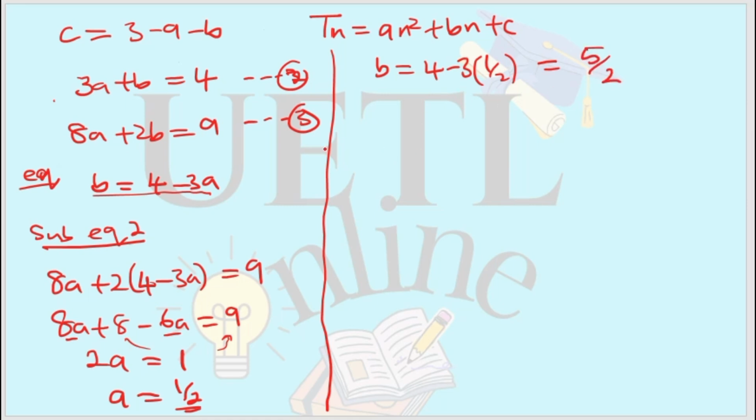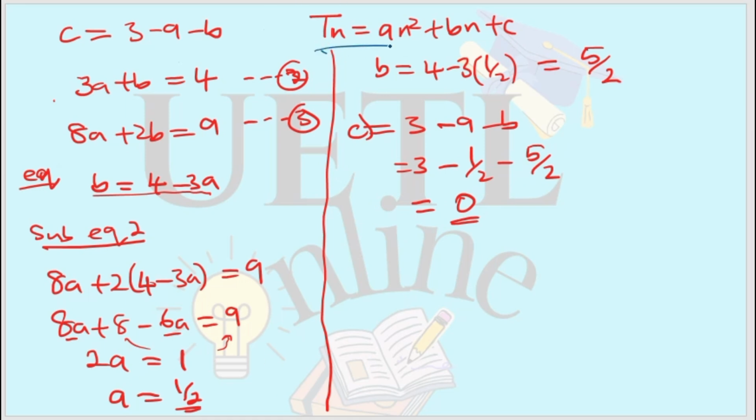Then after that, we just have to substitute c. c is 3 minus a minus b. So we're getting 3 minus our a, which is half, minus our b, which is 5 over 2. If you subtract this, you get 0. So after getting 0, now we have to substitute a, b, and c into this equation. This is our equation.